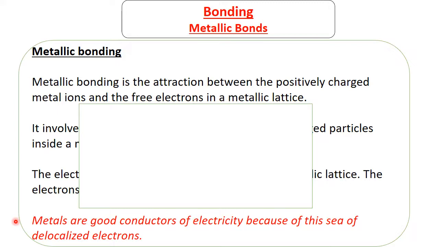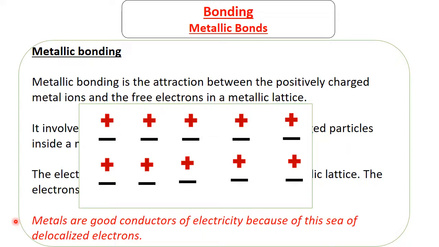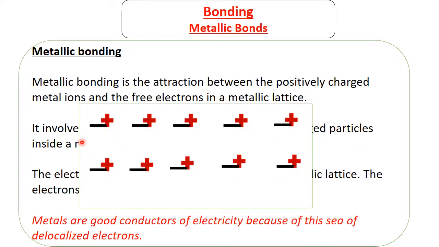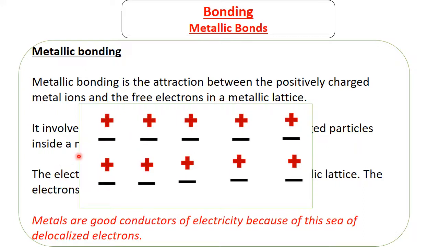So let me just demonstrate. If we have one metallic atom and it loses an electron, then it will be like this, and another will be like this. So if we have a lot of these metallic atoms which are losing outermost electrons, we're going to have something like this. So there will be two types of particles inside this metal lattice: positively charged particles and negatively charged particles, and they will be attracted to each other. But the electrons will be able to move around. Because of these delocalized or mobile electrons, metals are good conductors of electricity.